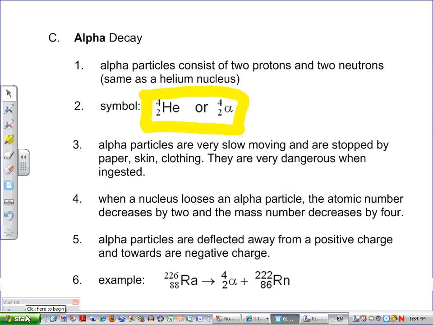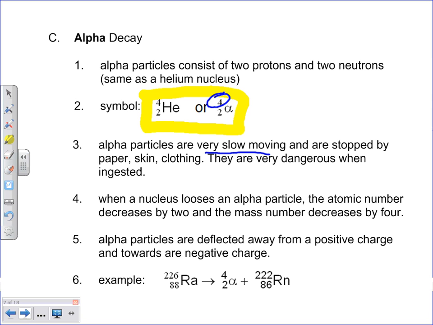We could go through those examples with numbers. We'll do that here shortly. What you should notice from this also is that these alpha particles are very slow moving. It's massive. It's got a mass of 4. That's larger than any of the others. So it's going to move pretty slow, meaning it's not going to penetrate very much. It can be stopped easily by paper, skin, or clothing. However, if they are ingested, they're pretty dangerous.